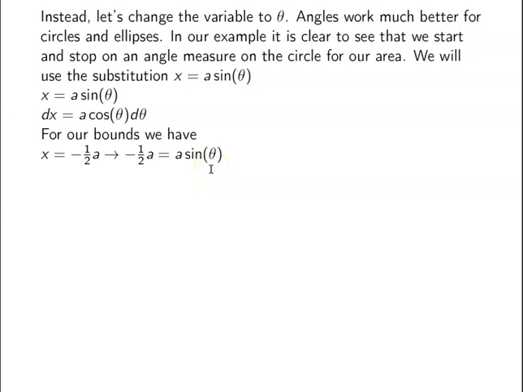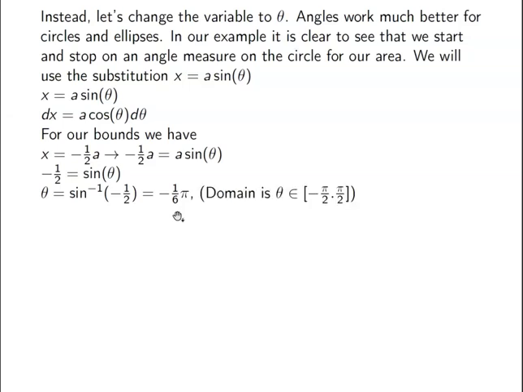So now I can try to solve for theta. Divide both sides by a. Okay? I get negative 1/2 is sine theta. Take the inverse sine, right, or arc sine. And the inverse sine of negative 1/2 is negative pi over 6. Remember that the domain for sine or arc sine is from pi over 2 to negative pi over 2. So it's quadrant 1 and quadrant 4.